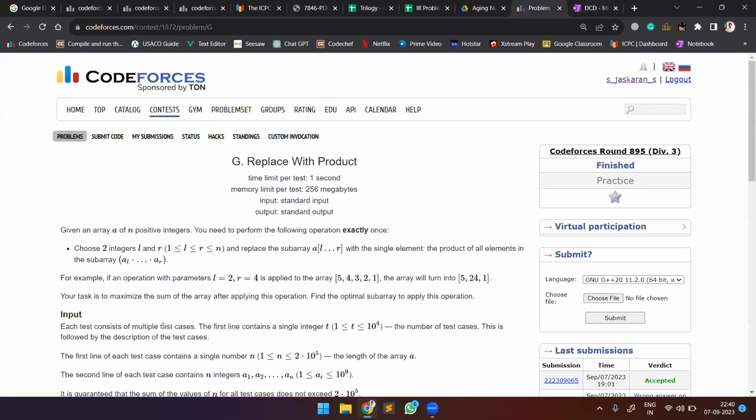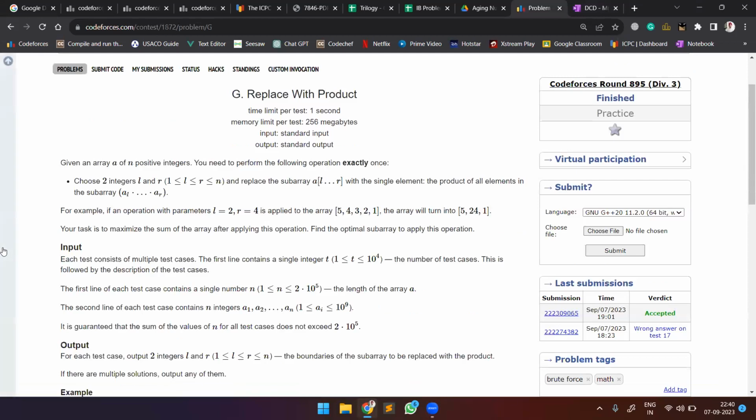So let's move on to the last question. Here it is given that an array is given, and we can perform one operation where we select two integers L and R, and from L to R we multiply all the numbers in them, and make that element as one. I take the product of all the elements from L to R, and after that I take the sum of the array. So I want to maximize that sum. So this is the question. So how can I solve it?